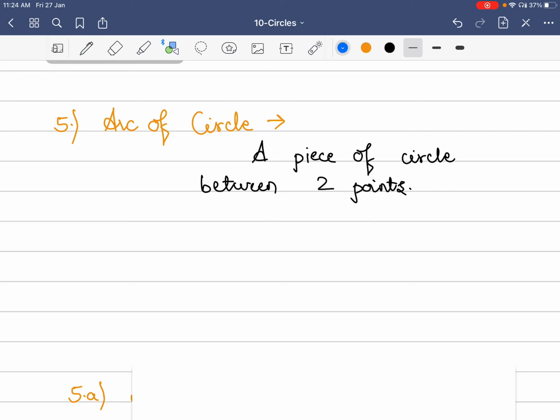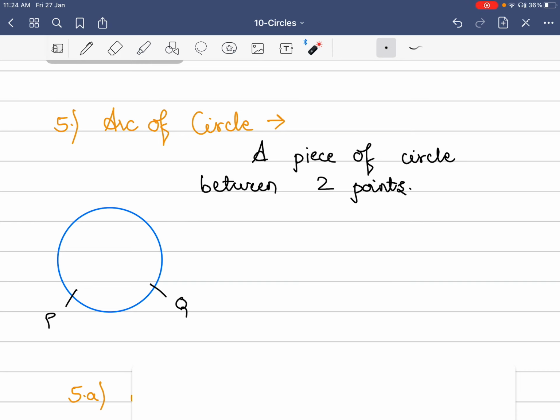So let's construct a small circle to understand this. So this is a circle. Now the definition says it's a piece of circle between 2 points. So let's mark any two random points. So let's say this is one point, this is another point. Let's call this point P. Let's call this point Q. Okay. Now a piece of circle between these 2 points.